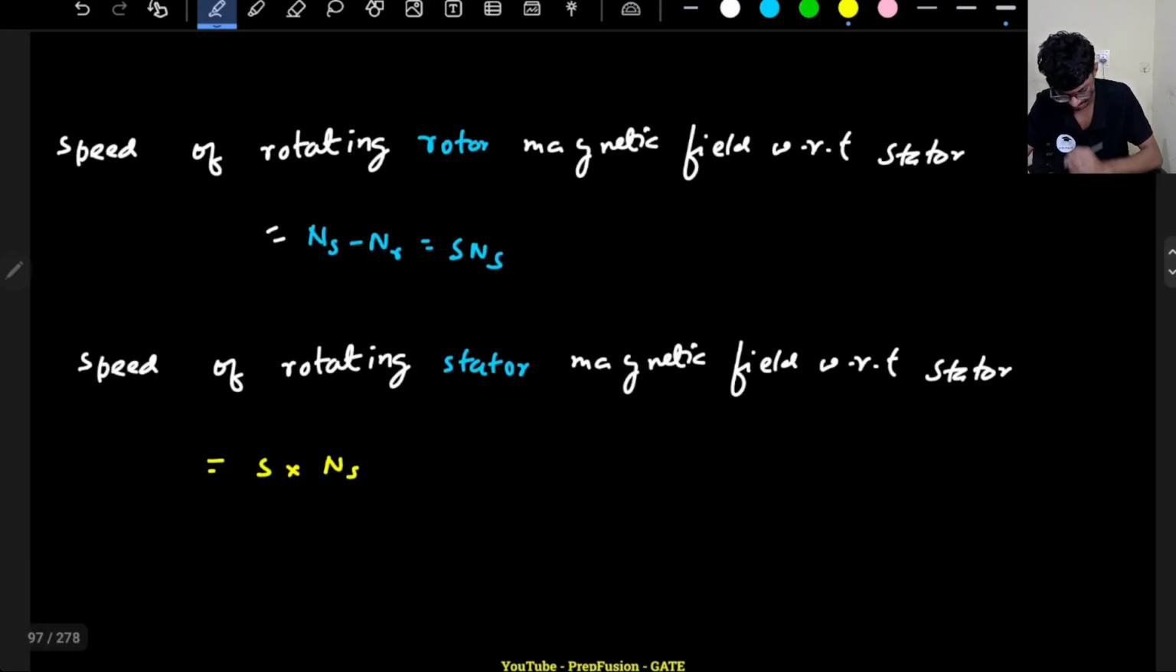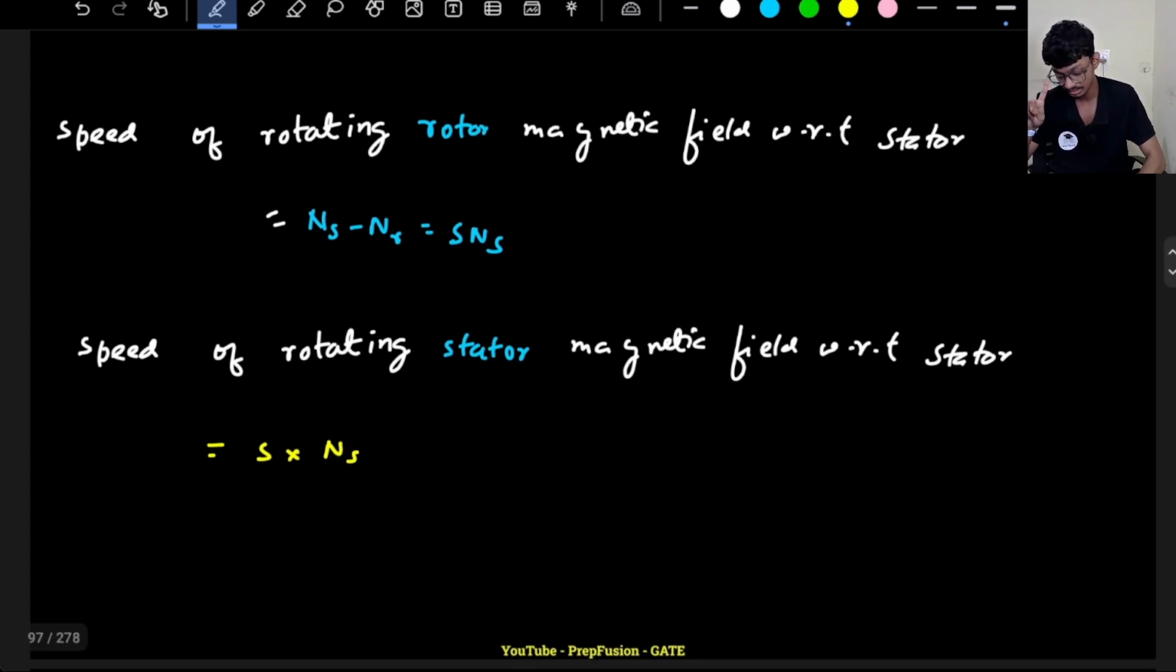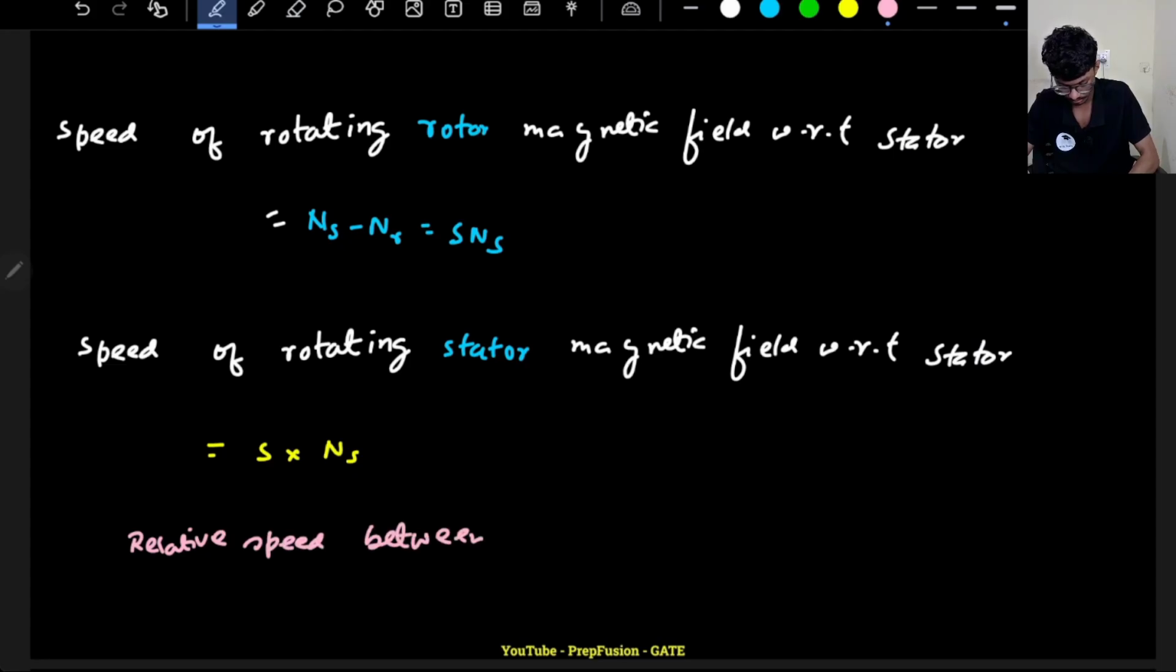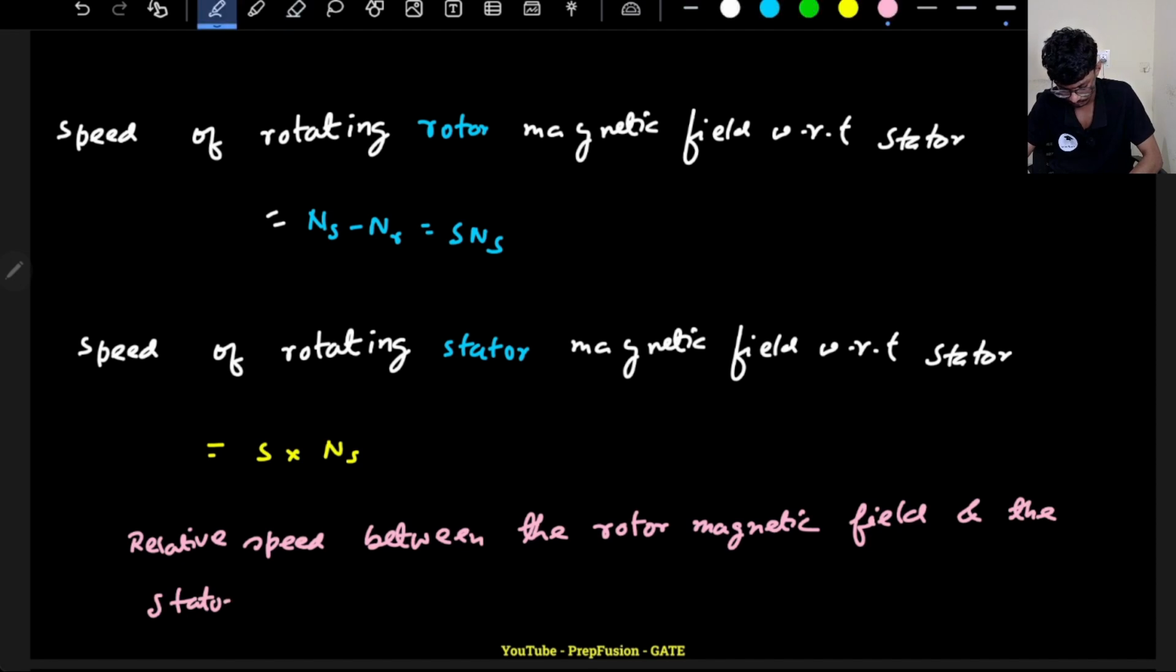So if you see, again the same thing is happening. Although this time the speeds are quite different, the absolute speeds of the magnetic fields are different, but again the most important factor here is that the relative speed between the rotor magnetic field and the stator magnetic field is 0.